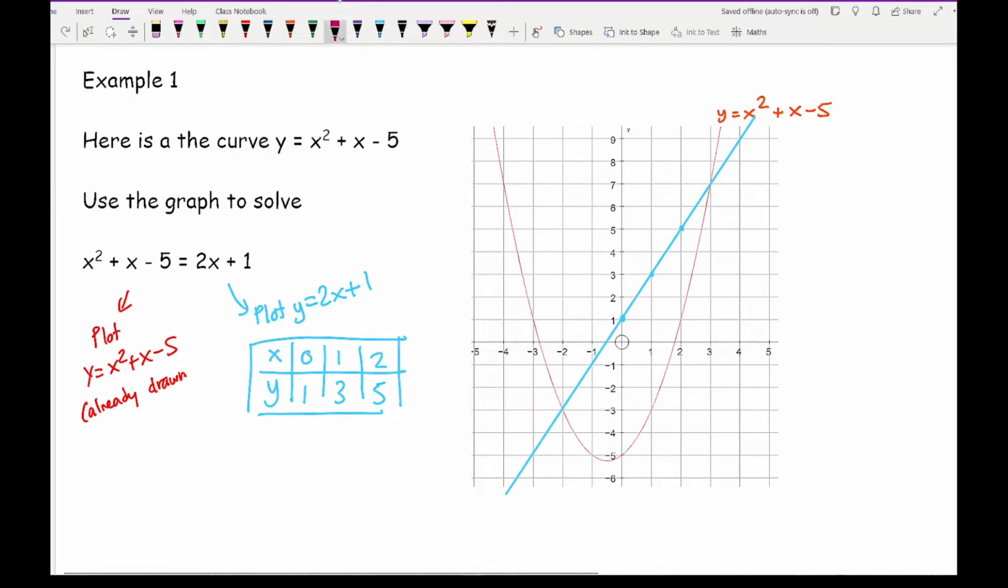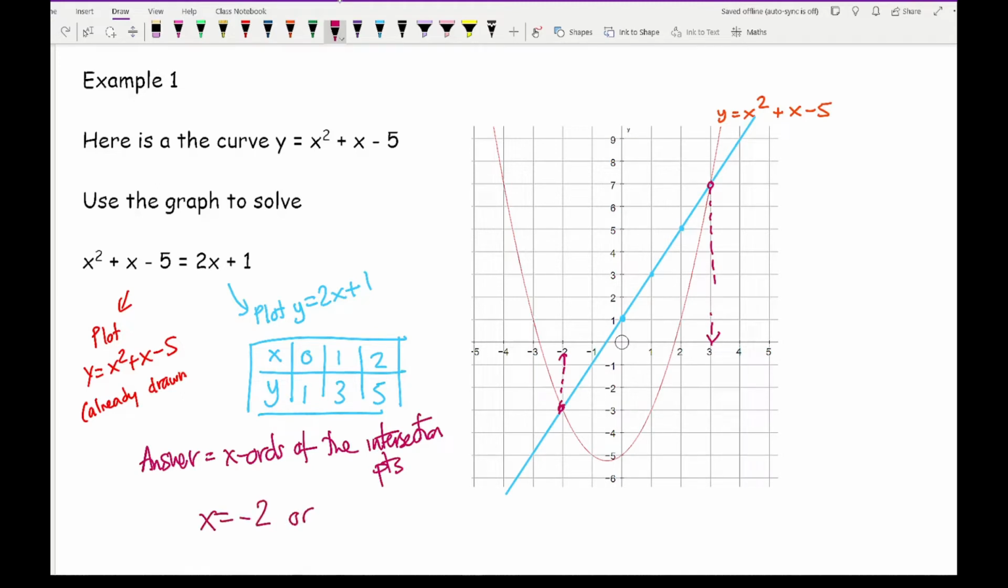Now here the answer equals the x ordinates of the intersection points. So the intersection points are here and here. All I need to do then is find the x ordinates. So in this first one, it's at -2. So here the answer then is x equals -2 or x equals 3. And that would be my final answer.